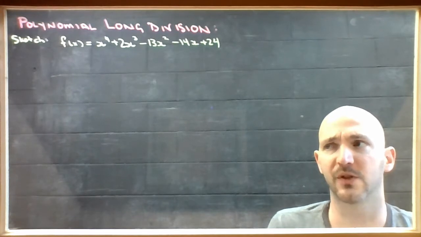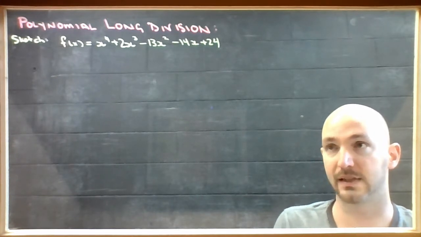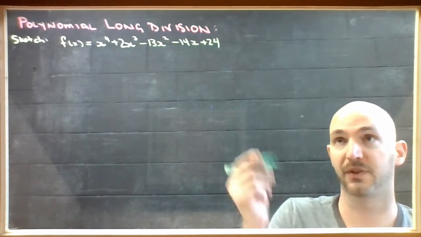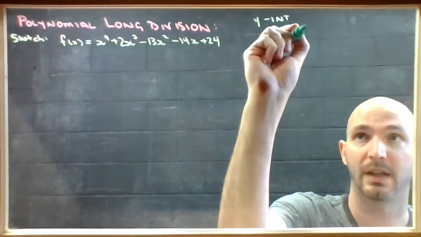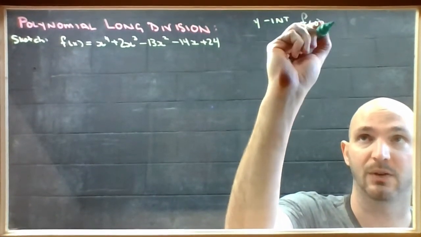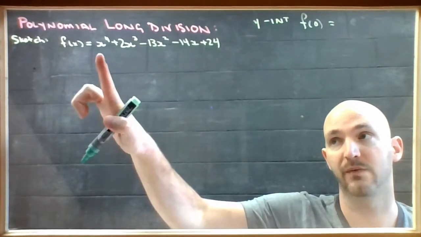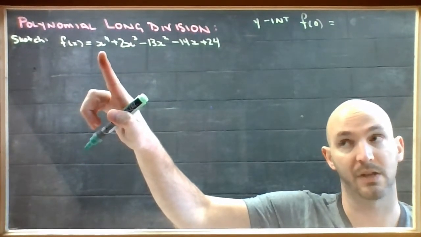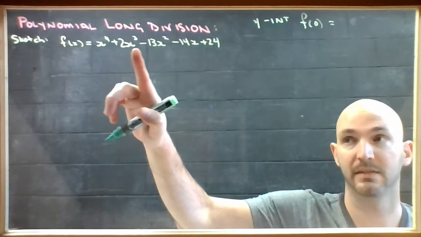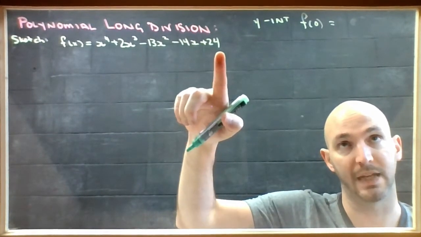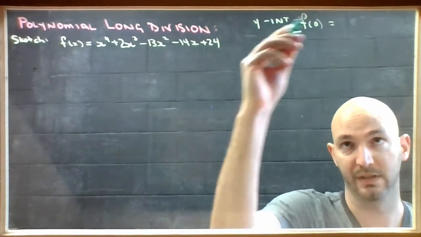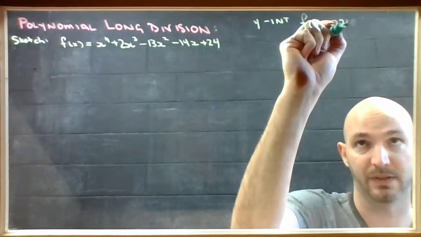So first thing we're going to do for our sketch is get the y-intercept. So y-intercepts happen when the function has zeros filled in for all the x's. So if I put a 0 here, this piece will be gone. So will this piece. So will this piece. So will this piece. And only this will remain. So this function has a y-intercept of 24.